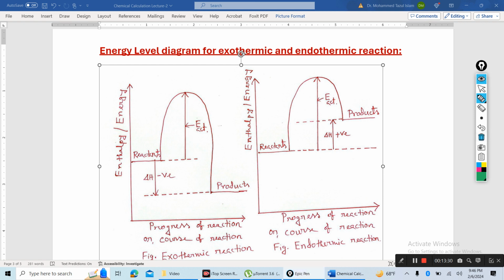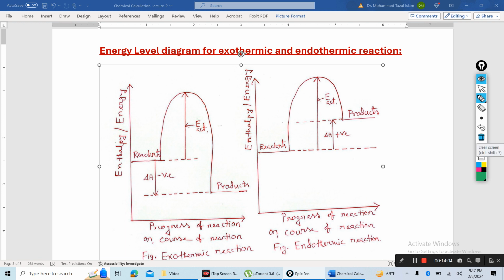So what is activation energy? The energy difference between the reactant and the peak of the curve is known as activation energy. Here, this is also the reactant and the peak of the curve, and the energy difference is known as activation energy, E-act.